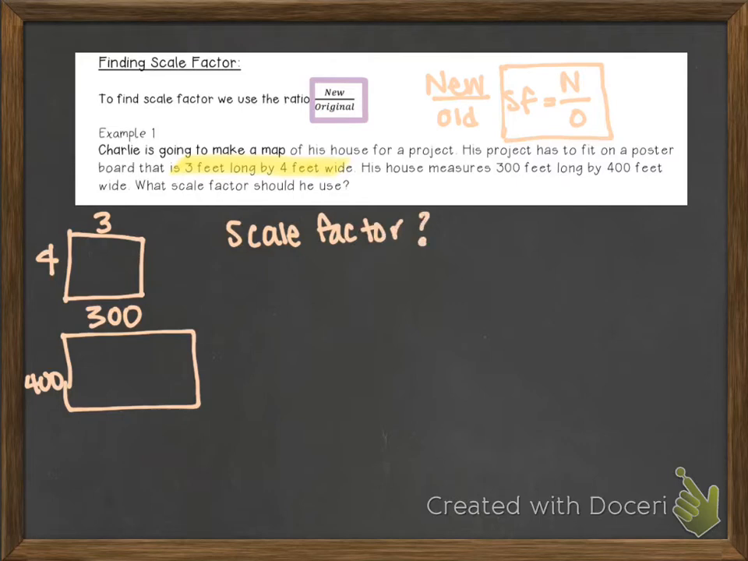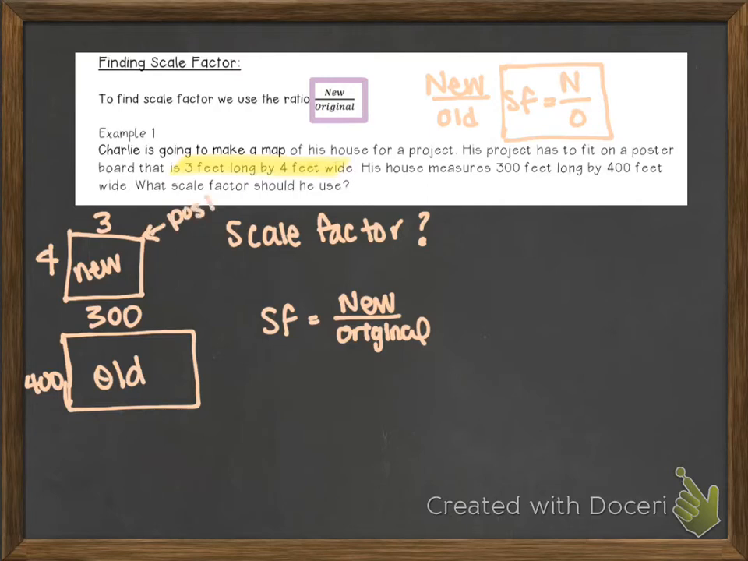So when asking for scale factor, it is new over old, or new over original. So then we have to decide what came first. Did the house come first, or did this poster board that he's using come first? So the house came first, right? So this is old or the original. And the poster board is new. So this is the poster. This is the house.